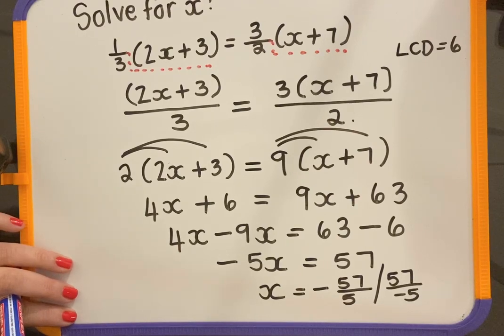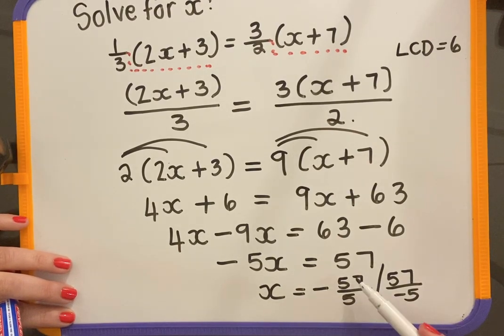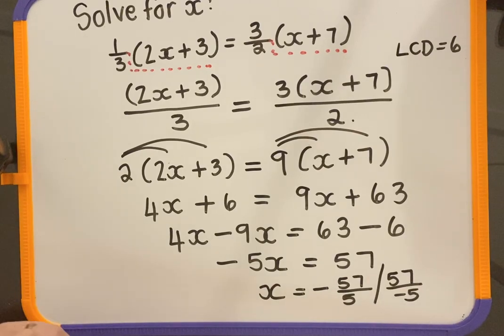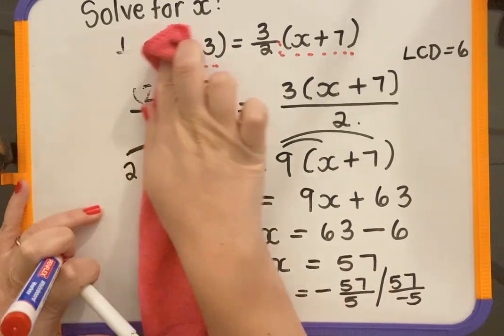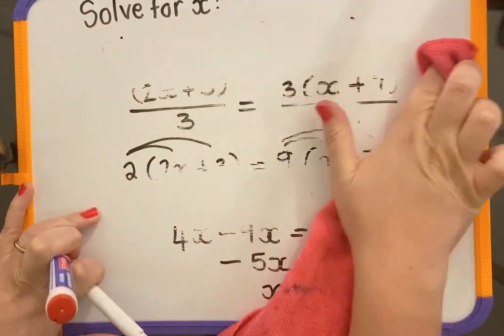Now just remember grade 8s. This is not a pretty answer. 5 cannot go into 57. Just because you get an ugly answer does not mean your equation is wrong. It just means you have an ugly answer. So just be careful. Don't think you're wrong just because you don't get a beautiful answer at the end of the question. Let's look at a similar type of question.